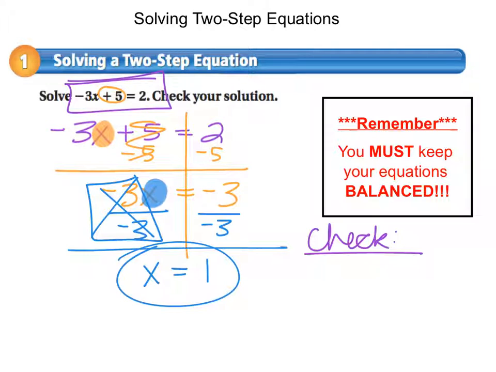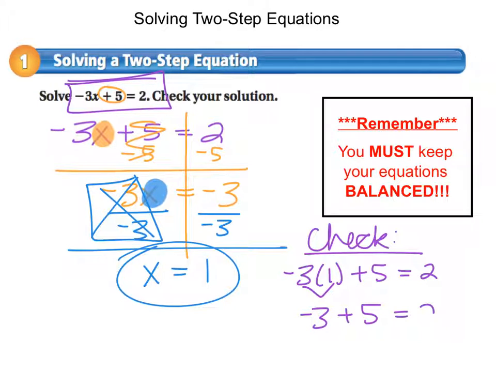Always use your original when you check. Negative 3 times positive 1 plus 5, hopefully will equal 2. Negative 3 times 1 is negative 3. Negative 3 plus 5 does equal 2. Checked out, so our x equals 1.